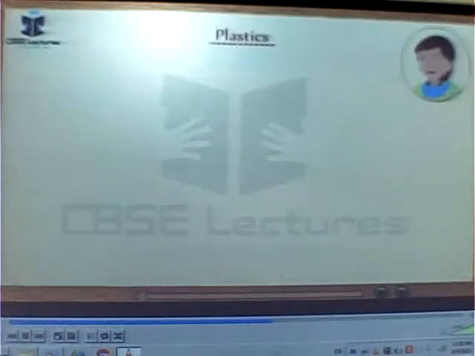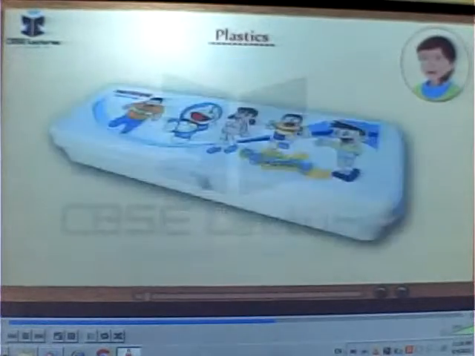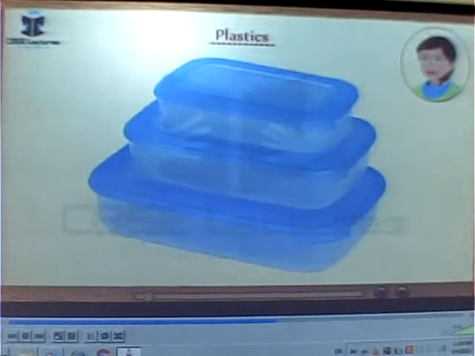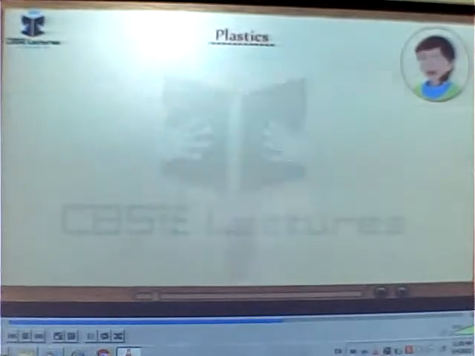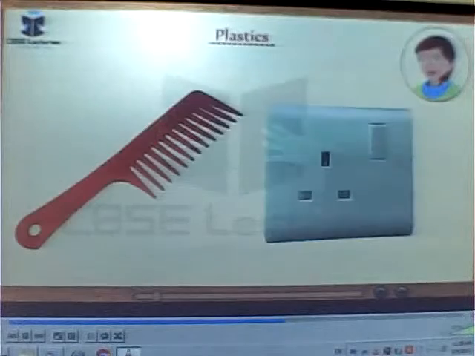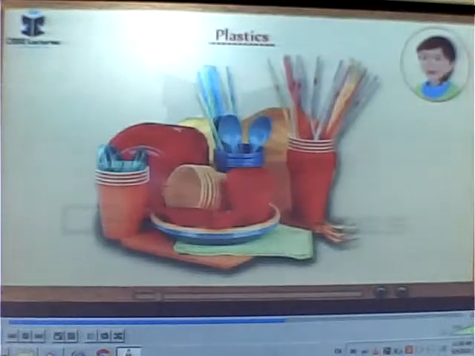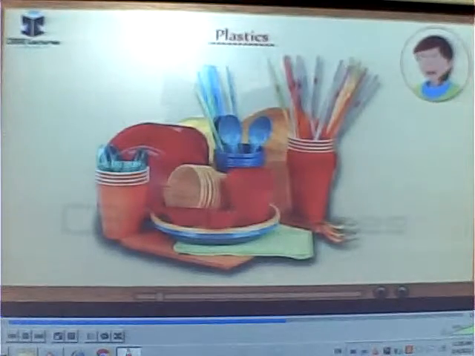Plastics. We use a number of articles made of plastics in our daily life, like your water bottle, pencil box, tiffin box. Even at your home, you must see most of the articles are made of plastics, like buckets, mugs, water tanks, chairs, tables, pumps, switches, even utensils, and endless products we use in our daily life. Plastics are made in all possible sizes, shapes, and colors.